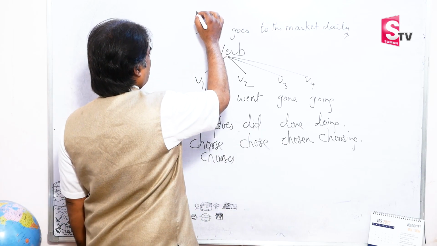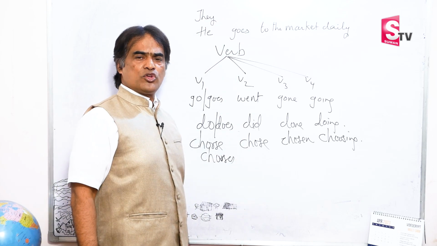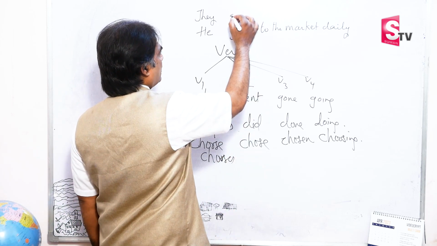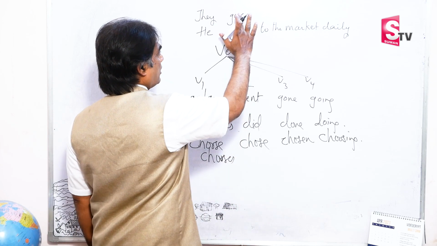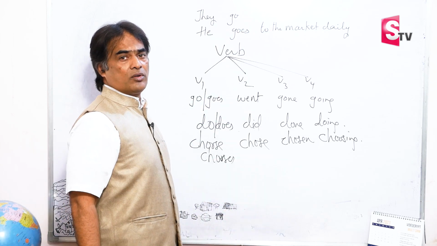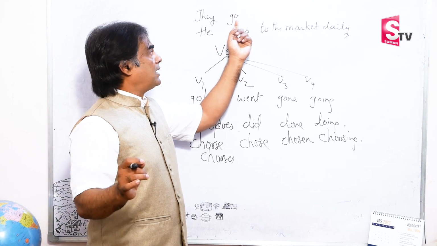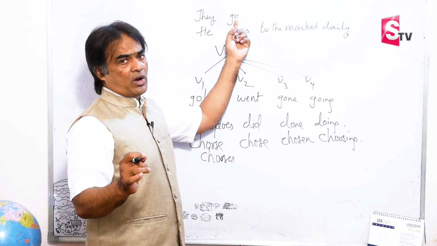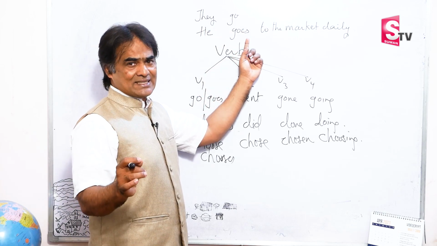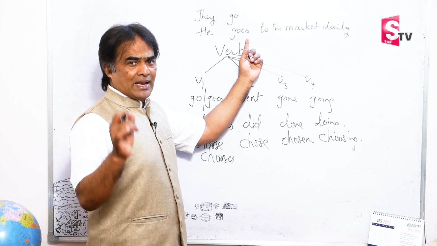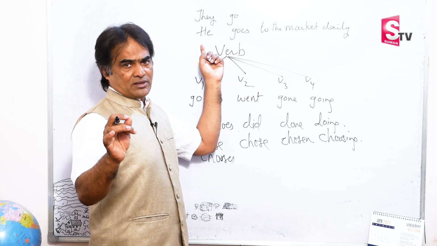What do I use for they? Do I say goes? No. I only say go. Why? A verb without s is a plural verb used for plural subject. A verb with s in the present tense is a singular verb used for singular subject.